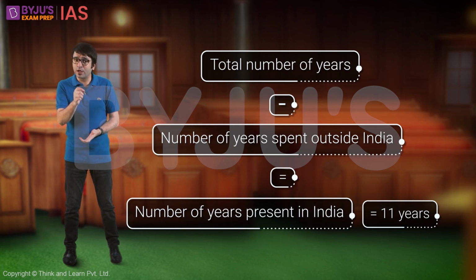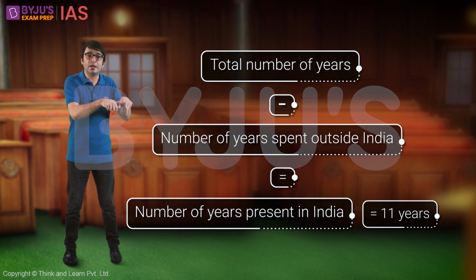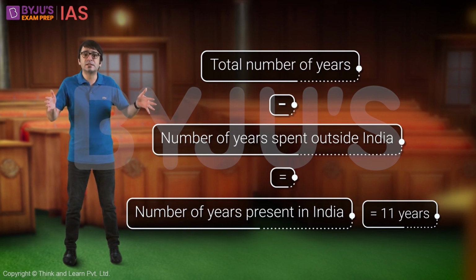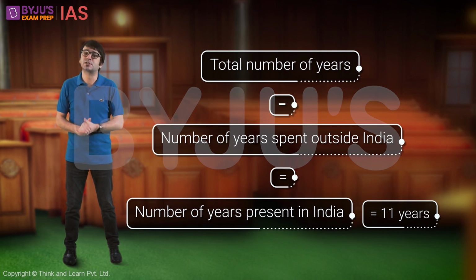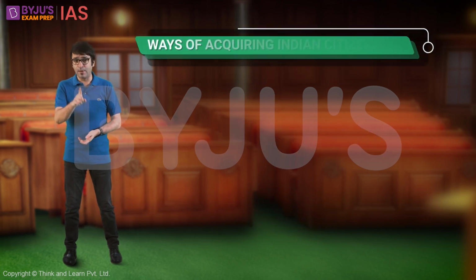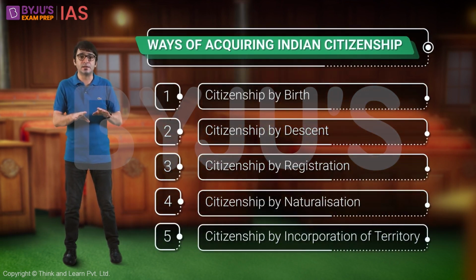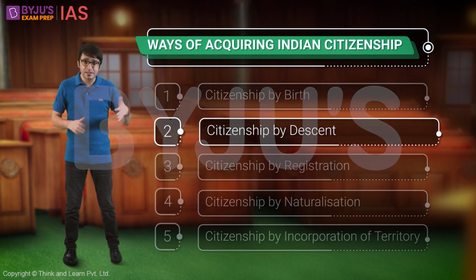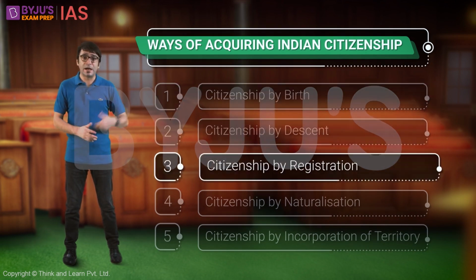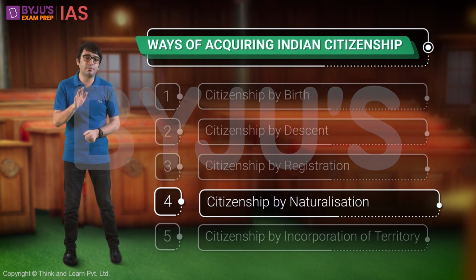The government will look into the number of days you were in India, the number of days you never left this country, and add these dates. And if you were residing in India for 11 of these years, you are eligible to become an Indian citizen by naturalization. So number one, you can become an Indian citizen by birth, by descent, by registration, by naturalization, and condition number 5.